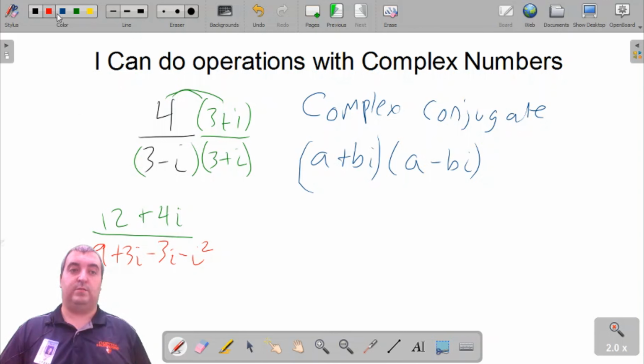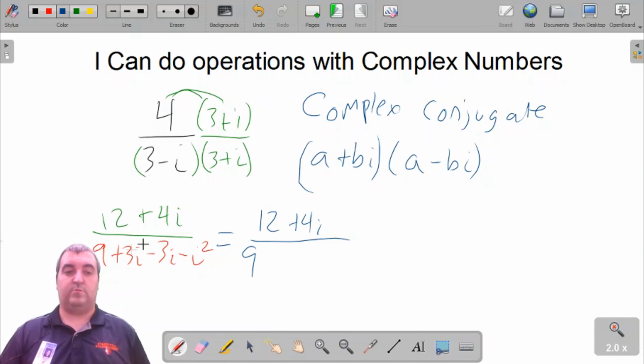And this is a really nice thing, especially for what we're trying to do with this division. We want to see if we can simplify this. 12 plus 4i is going to remain the same for right now. 9 is going to remain the same. 3i minus 3i, those cancel each other out, and then i squared is really negative 1. So when you look at this, there's no more i term in our denominator. And that's what complex conjugates do. When you multiply by a complex conjugate, it gets rid of the i term, which is what we want in the denominator.